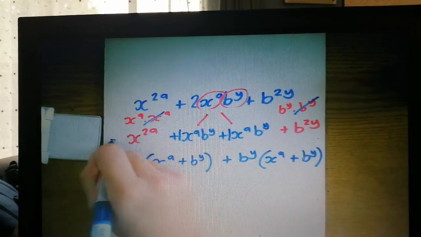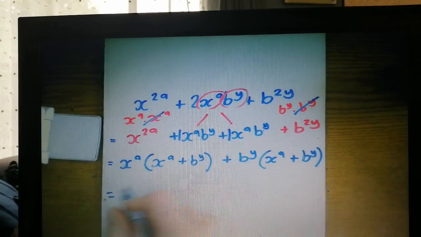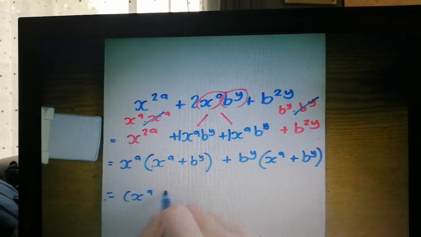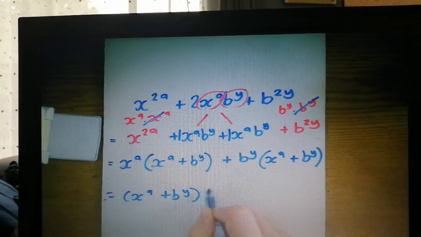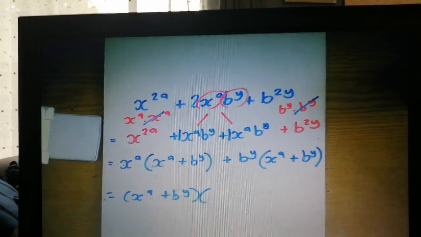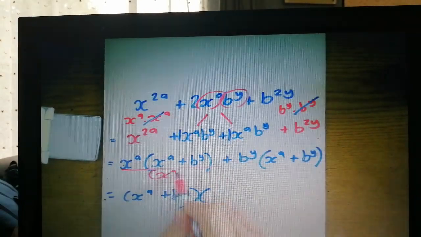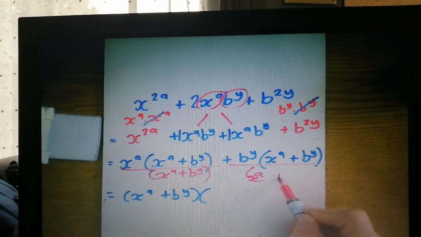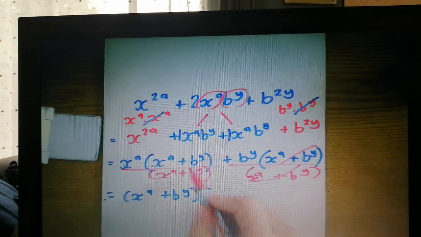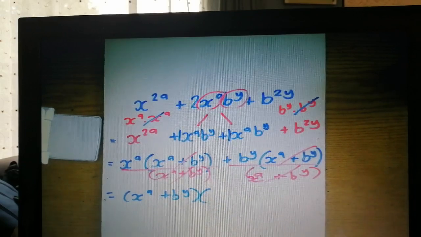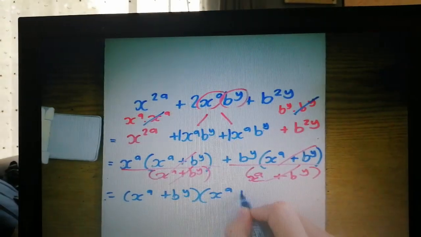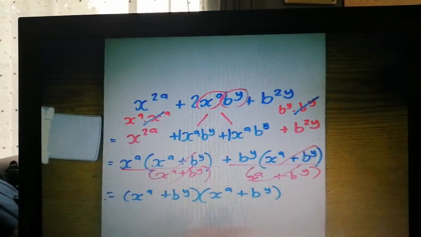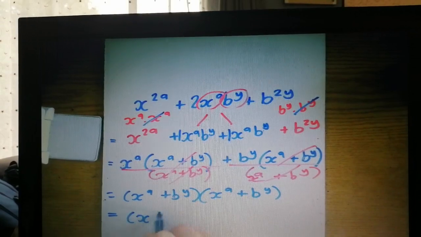And what do I now do? I see common brackets, x to the power of a plus b to the power of y, and that means I divide each, x^a plus b^y, all over x^a plus b^y. Cancel, cancel, cancel, cancel. And I'm left with x^a plus b^y. And to show your marker you're really smart, if I'm multiplying the same thing by itself, what happens? (x^a plus b^y) squared.